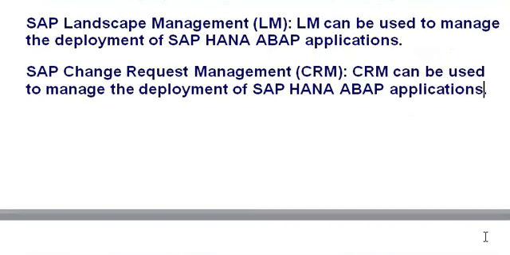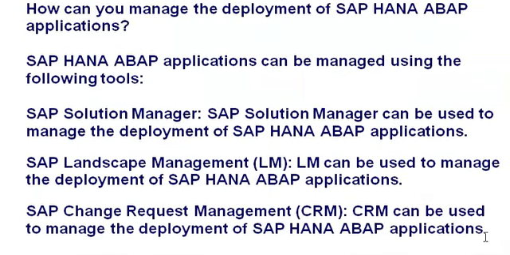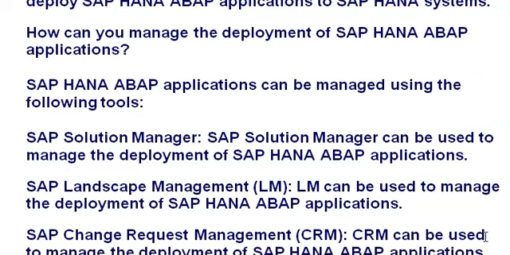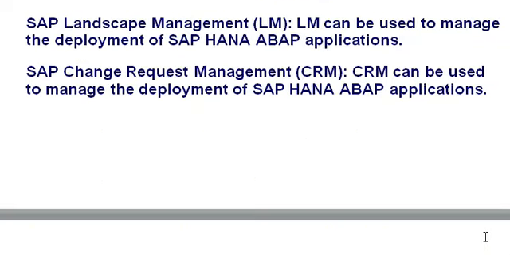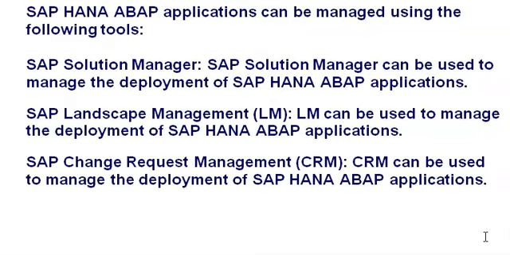And then, how can you manage the deployment of HANA web applications? HANA web applications can be managed using the following tools: the Solution Manager, landscape management, and change request management. Change request management in a few of the organizations is also called CHARM. It's called CHARM instead of CRM because CRM has a different meaning. So we normally call it CHARM.